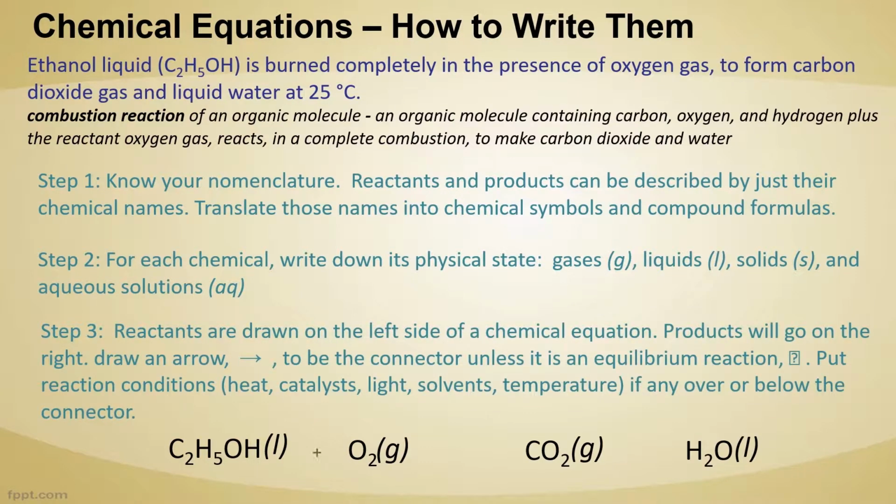Step 3. We draw the reactants on the left side of the chemical equation, and products will go on the right. Usually we draw an arrow left to right to do the connector, unless we are told it is an equilibrium reaction. For an equilibrium reaction, we write a double arrow. We also can place critical reaction conditions, heat, catalyst, light, solvents, temperature, above or below the connector.